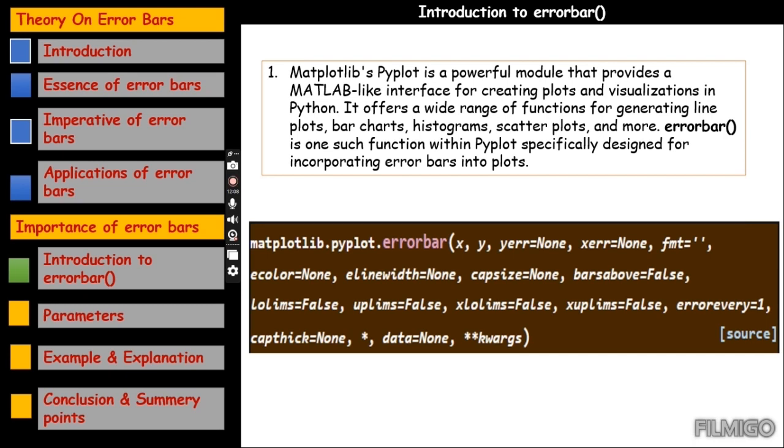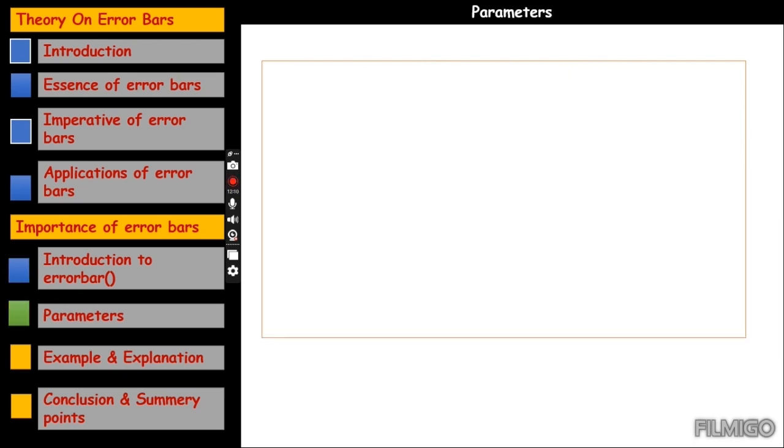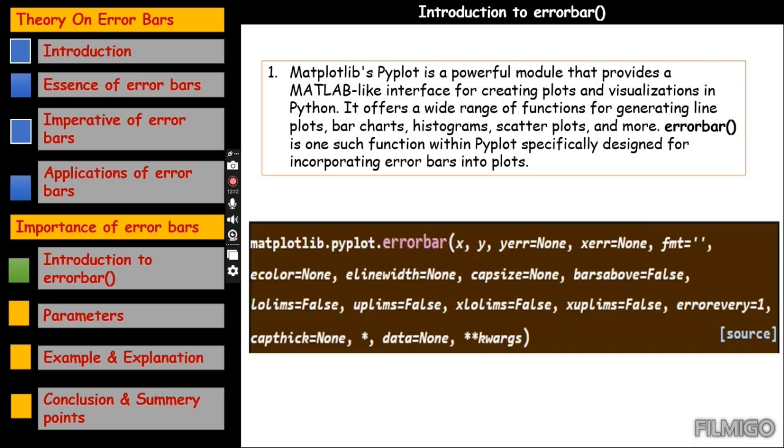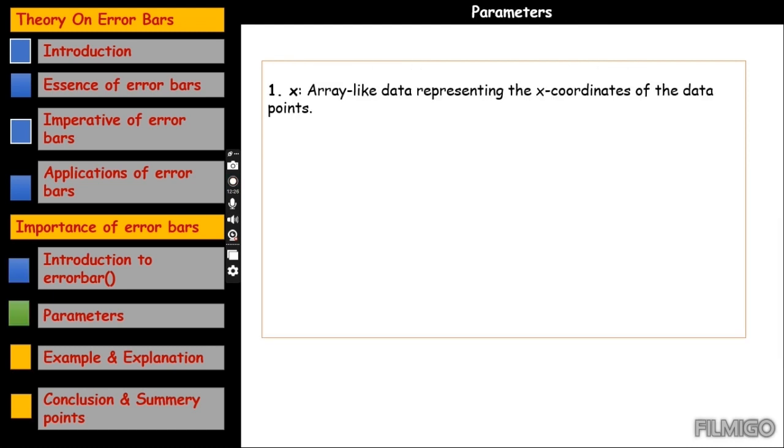The errorbar function in Matplotlib's PyPlot module allows users to create line plots or scatter plots with error bars. Its syntax is straightforward. Let's break down the parameters of the matplotlib.pyplot.errorbar function. x: array-like data representing the x coordinates of the data points.